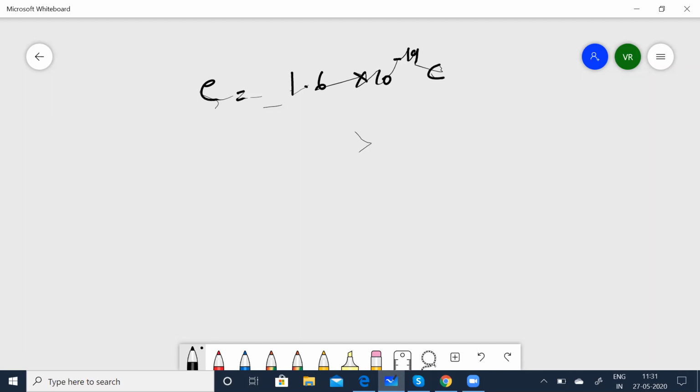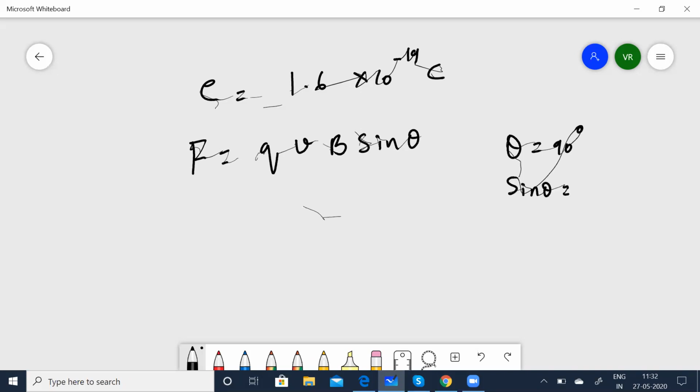So since now we know F is acting on each electron, it can be determined by the force F is equal to QVB sin theta, where theta is the angle between the charge velocity and the magnetic field. Now, since he says it is perpendicular, theta is now going to be 90, and sin 90 you all know is 1. So, you know all the other values.